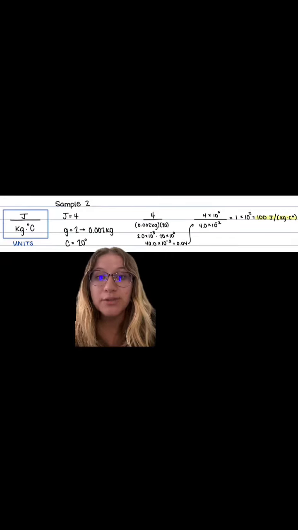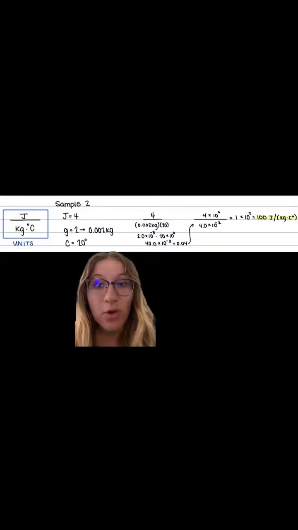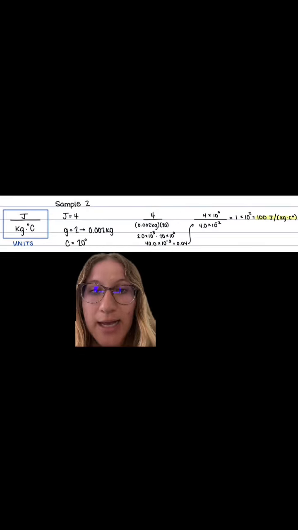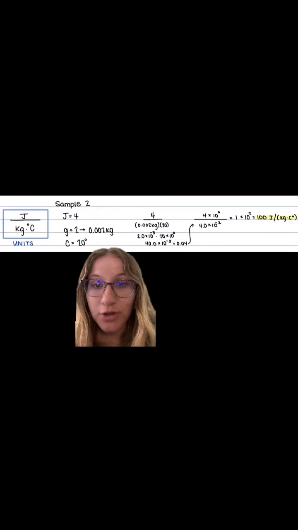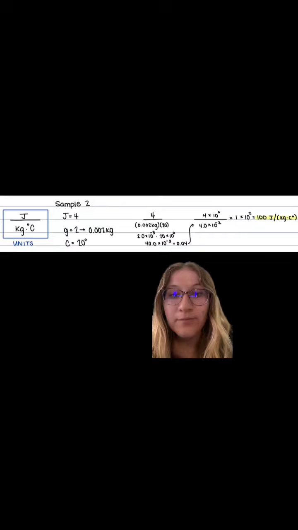So we have 4 joules on top, we have the 0.002 kilograms on the bottom, and then the 20 degrees temperature change on the bottom as well. So I'm going to solve for that bottom first. So I put it into scientific notation. I multiplied it out. And then when you do multiplication with scientific notation, you add the exponents. So I have 2 times 20 as the first value. So it's going to be 40 times 10 to the negative 3 because I'm adding the negative 3 and the 0 on those scientific exponents. And so then that is going to be equal to 0.04.